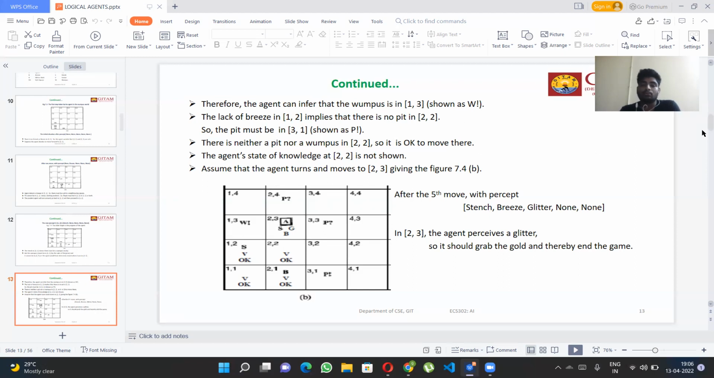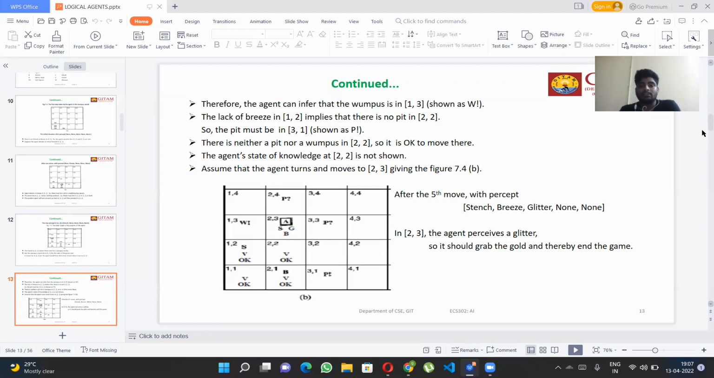When the agent moves to 2,3, you can see in figure 7.4 in the previous slide, this is the fifth move. We should move to the fifth move only along with the percept; we could not move without the percept. After moving to the fifth move, there will be stench, breeze and glitter available.